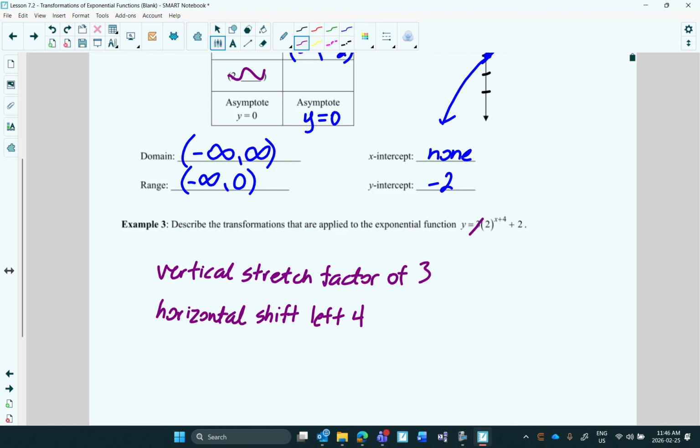I was talking about the 2. That's the base. That's the function itself. Yeah, that's not a transformation. No, the 2 would have to be in the exponent in front with parentheses. Yes. Finally, vertical shift. Down 2. Good.